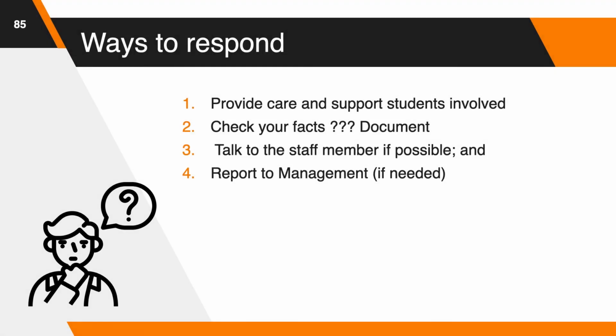When we are responding, when we're working out what we should do, the first thing we should always do is to make sure that the students involved are okay. So if it involves a student, if somehow a student has been harmed, we need to provide care and support for that student in the first place. We need to make sure that our facts are correct and to document our facts. We should talk to other staff members if possible and report to management if this needs to be reported to management. Most of these scenarios will need to be reported to the head of boarding.